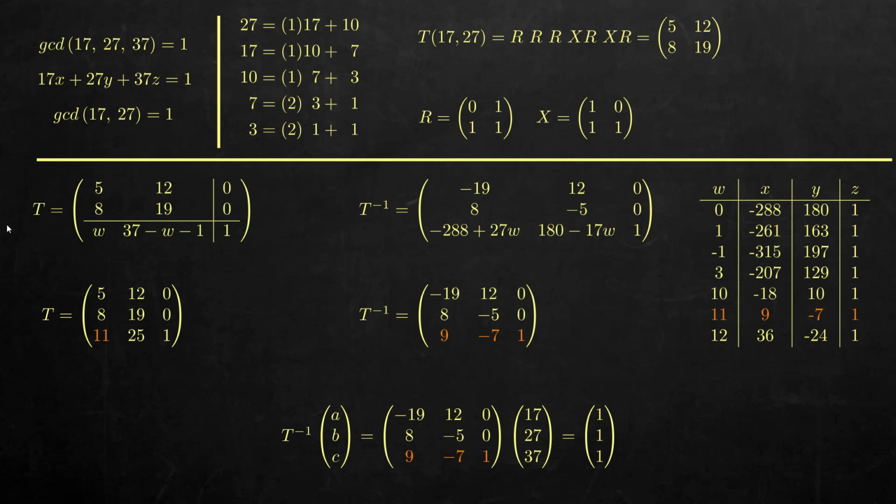As we see here, we can choose any number for W. And for each W, we have another set of x, y, and z. In a future video, we will see that we can have other values for z since we are going to find the general solution for such Diophantine equations.